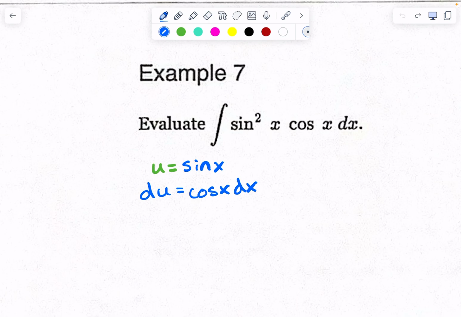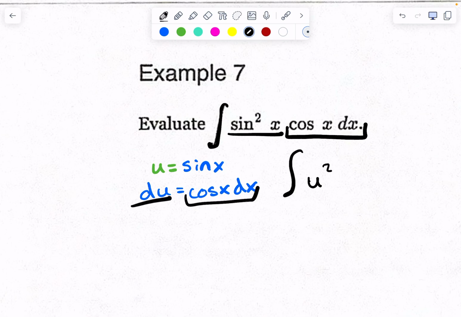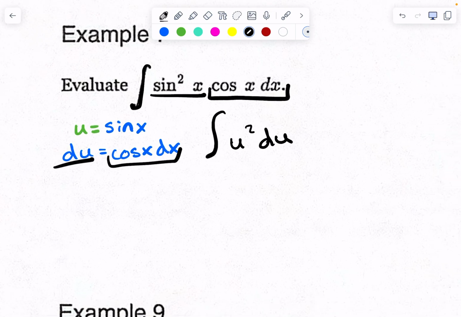Okay, so let me show you. Let's start substituting. Here's my integral symbol. Sine squared x is u squared, and what's cosine x dx? Cosine x dx is du. Now we take the antiderivative. What's the antiderivative of u squared?